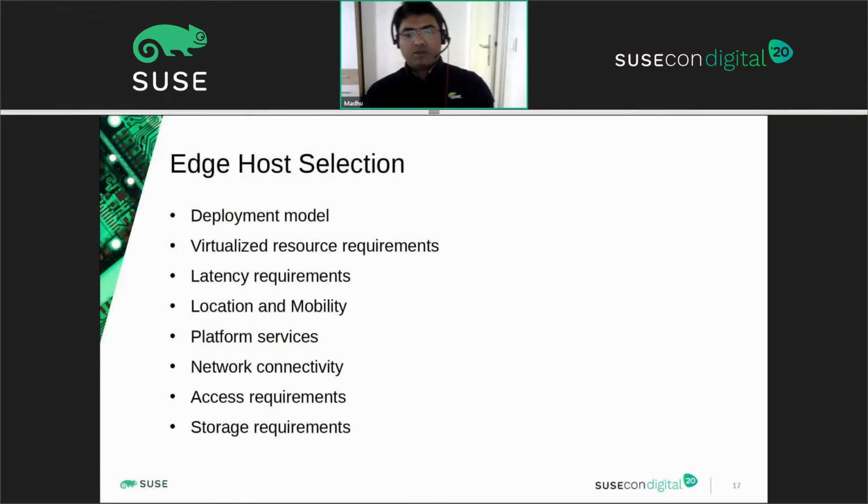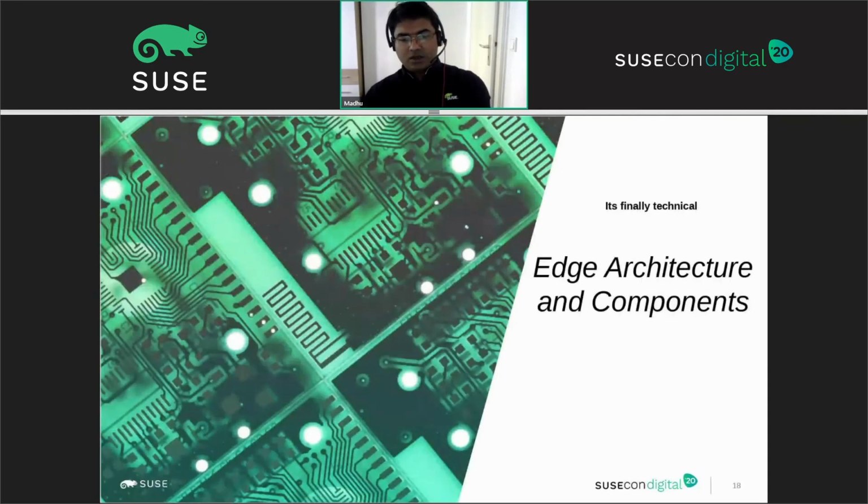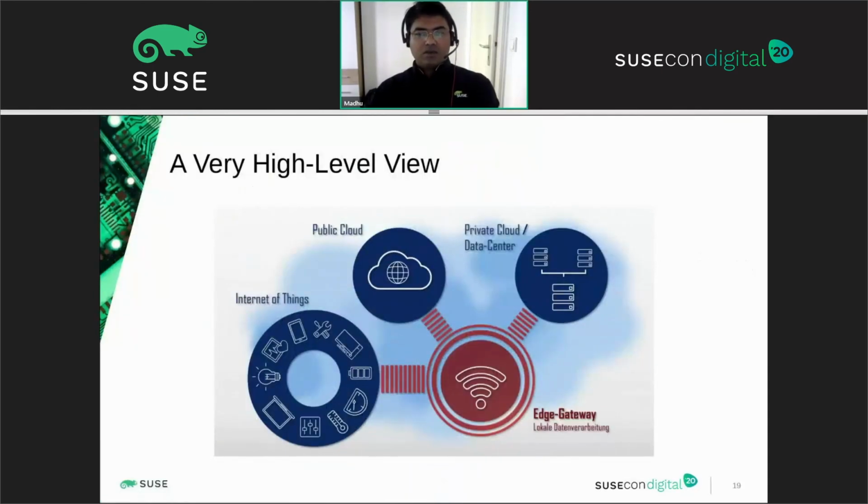Now, let's look briefly at the edge architecture. Here's a high level view where it's pretty clear that the edge gateway sits at the center of all the things that are happening around the public cloud, the private cloud, and all the internet of things. Everything needs to interact through the edge gateway.